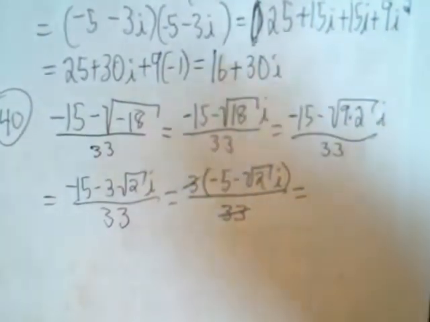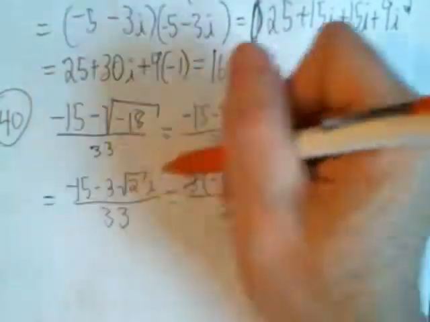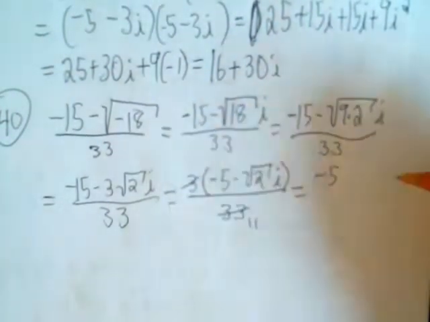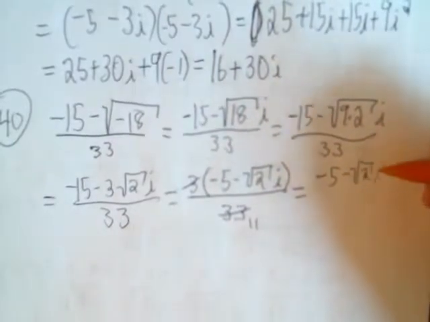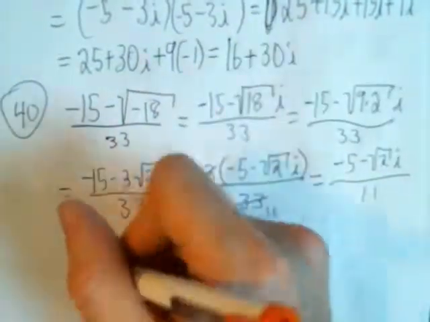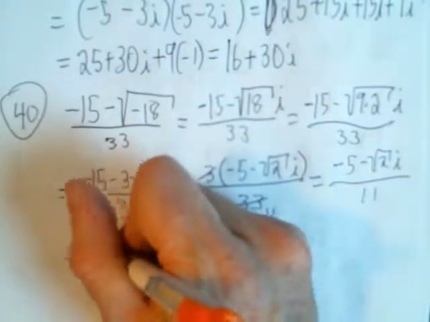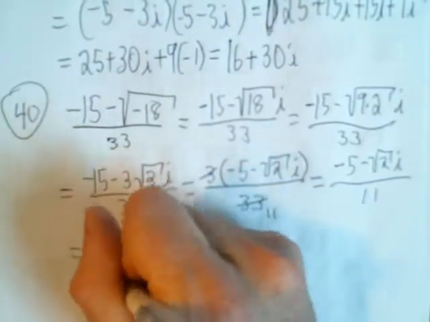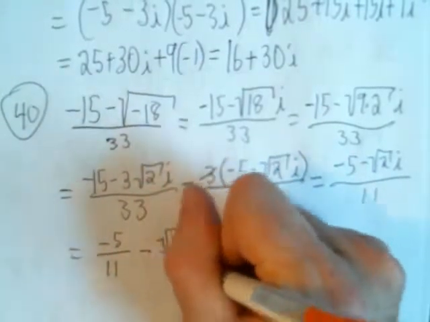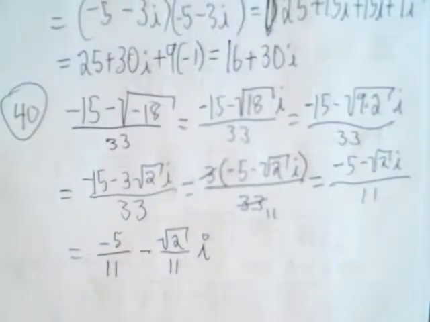Maybe it's easier to butterfly it. I don't know. So anyways, I'm getting negative 5 minus radical 2i, and then it'll be all over 11. Maybe I should just butterfly right off the bat. So negative 5 elevenths minus radical 2 elevenths i. So that'll be useful once we get to the quadratic formula, which is coming up very, very soon.